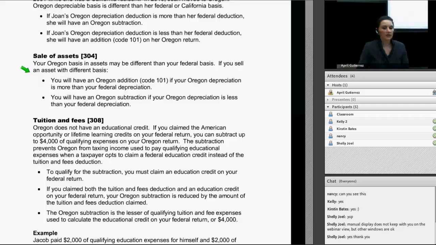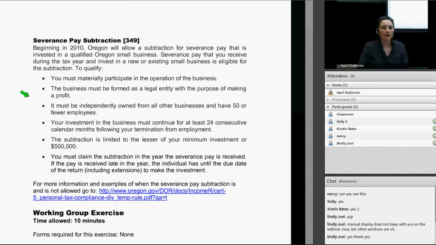Sale of assets. Your Oregon basis in assets may be different than your federal basis if you sell an asset with a different basis. You will have an Oregon addition code 101 if your Oregon depreciation is more than your federal depreciation, and you will have an Oregon subtraction if your Oregon depreciation is less than your federal depreciation.